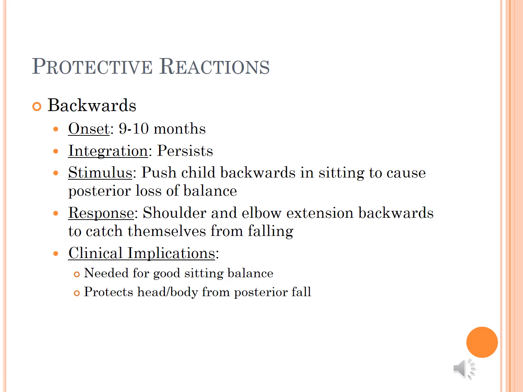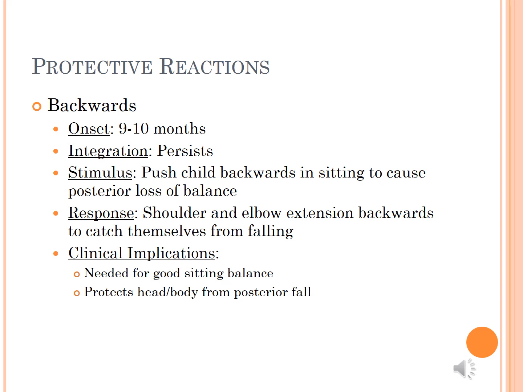With the development of all of these reactions, once they finally have the backwards protective reaction, that 9 to 10 months of age is when kids are really good and competent at sitting. You don't need to be anywhere around them. At this point, they're likely transitioning into quadruped, prone, rolling over, sitting back up on their own.